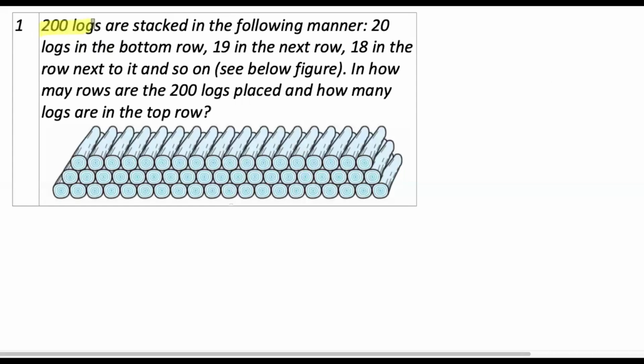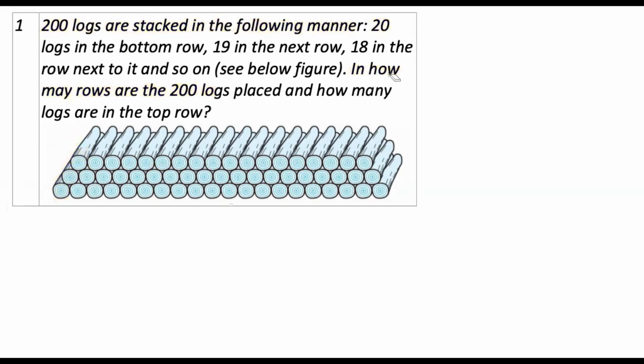So the question says we have got 200 logs. These are logs as you can see, and they are to be stacked in the following manner: 20 in the bottommost row, then 19, then 18, and so on. And what we have to find out is how many rows are there. That means we have to calculate the number of rows, right?